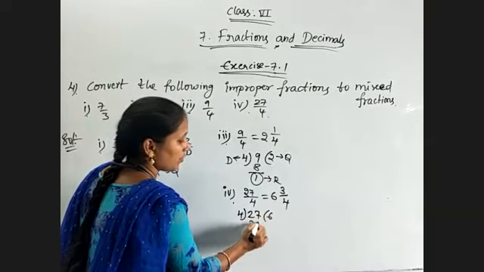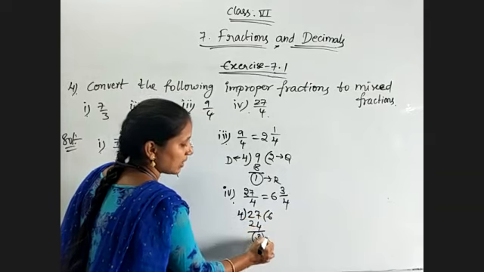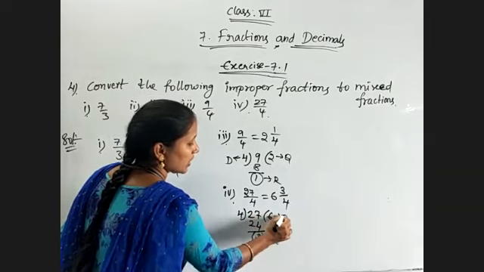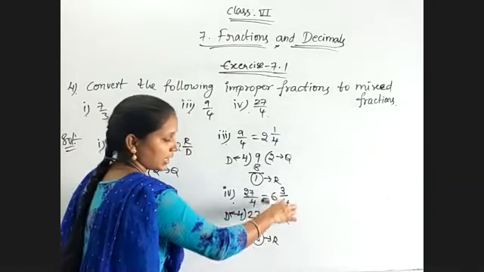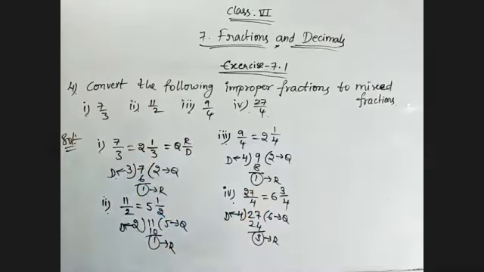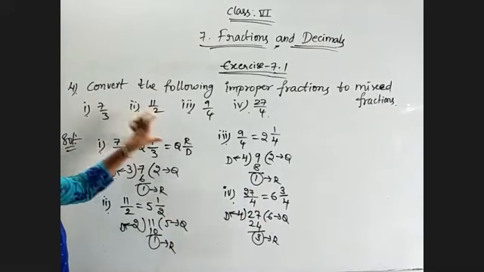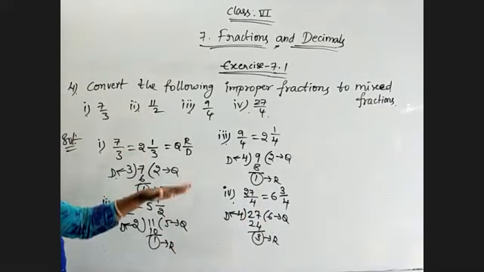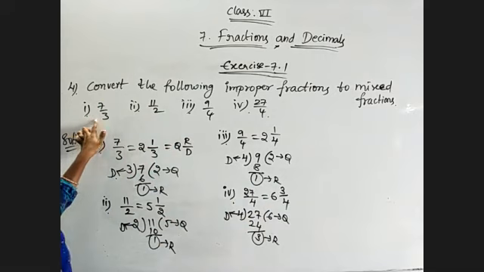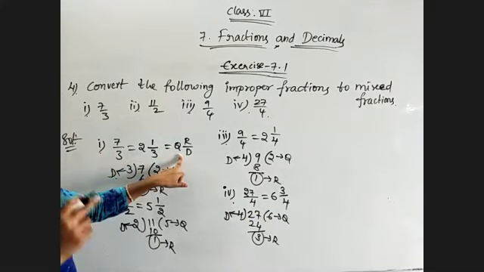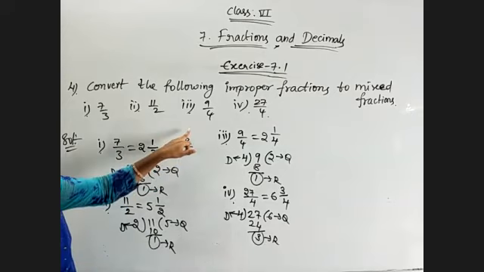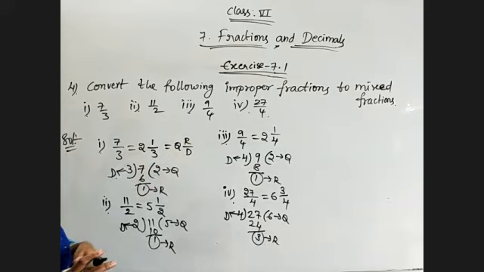4 6s are 24. Remainder is 3. Quotient 6, remainder 3, divisor 4. Okay. This is the conversion of improper fractions to mixed fractions. While converting improper to mixed, we are using division and we are using QR by D, quotient remainder by divisor. Okay.